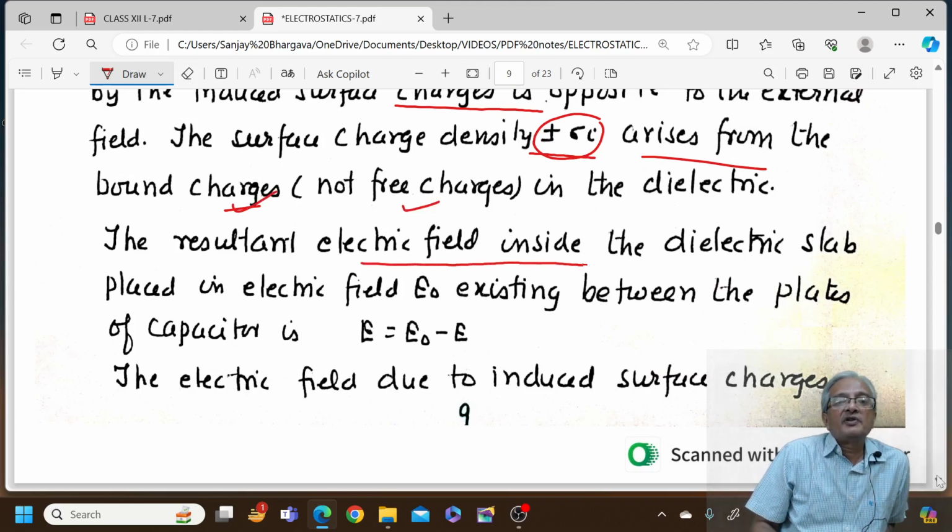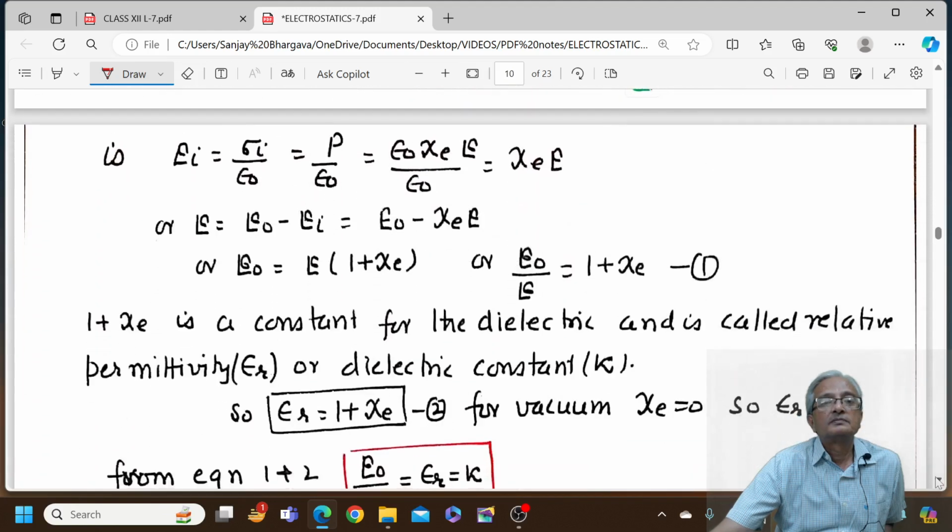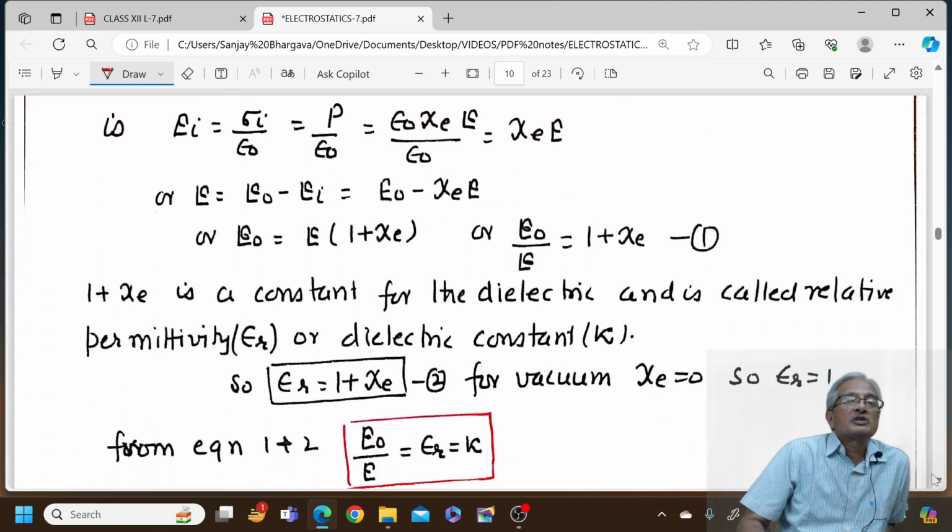The resultant electric field inside the dielectric slab placed in the electric field E0 will be equal to E0 minus E_i. The electric field due to induced surface charges is given by E_i equal to sigma_i upon epsilon 0. Sigma_i is nothing but P, so E_i is P upon epsilon 0, which is epsilon 0 chi_e times E upon epsilon 0. Epsilon 0 cancels, so it is chi_e times E. So E would be equal to E0 minus E_i, E0 minus chi_e times E, or E0 could be E into (1 plus chi_e).